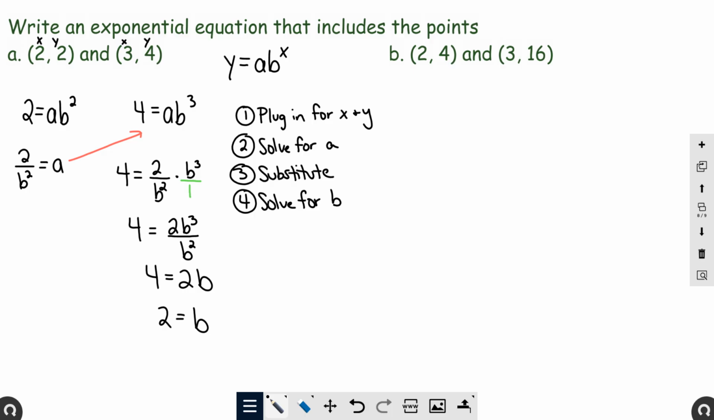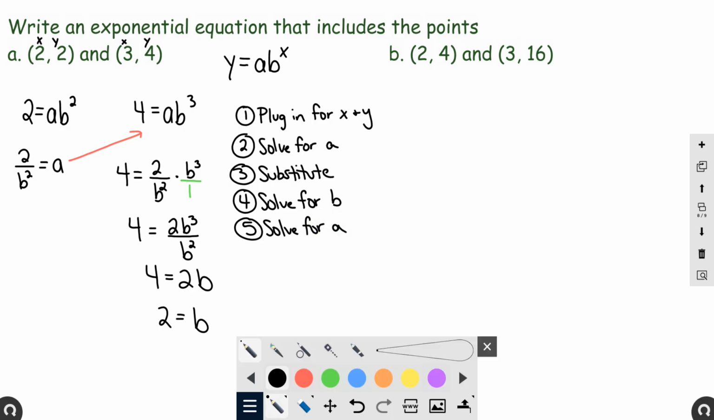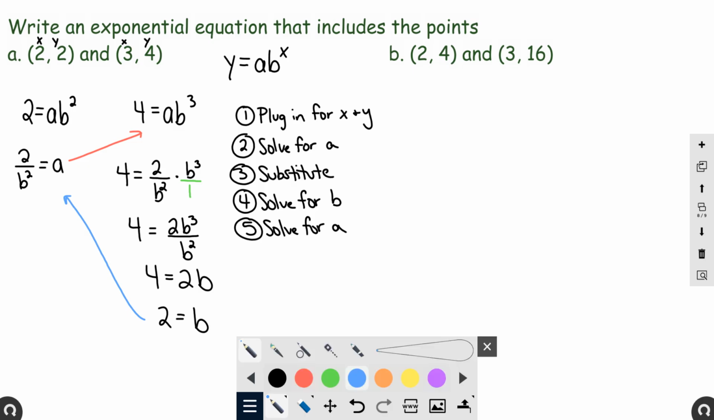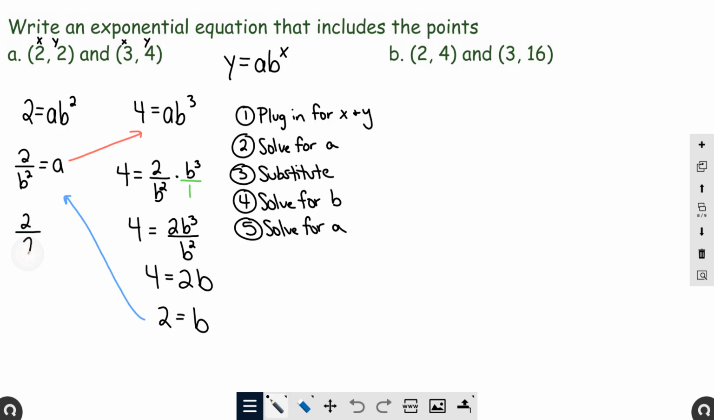What do you think we do after we find B? Plug it back in and solve for A. So I'm going to plug it back into this equation right here where we went ahead and solved for A. That to me looks a little bit easier. So this is 2 over 2 squared equals A. What is 2 squared? 4. And what is 2 divided by 4? 1/2.